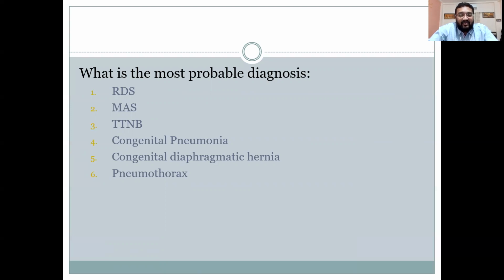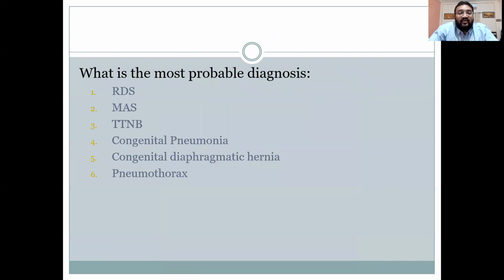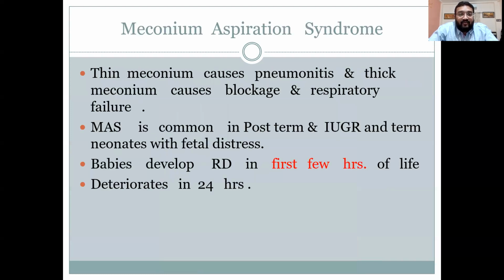Now we will try to reduce the diagnosis from the question itself. Baby is born at full-term gestation with meconium stained liquor, and baby cried only after resuscitation. That is, baby was limp at the time of birth and required resuscitation. Birth weight was okay, it was 3.2 kg, and respiratory distress worsens in the next 24 hours. So a full-term baby born with meconium stained amniotic fluid with respiratory distress. So the most likely cause is meconium aspiration syndrome.